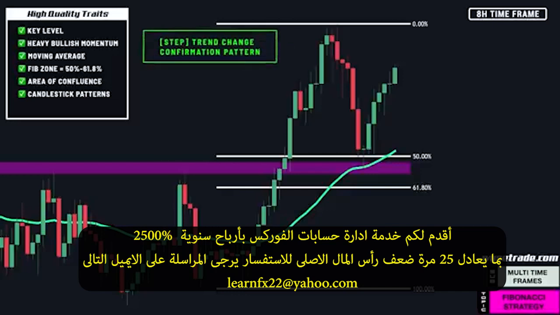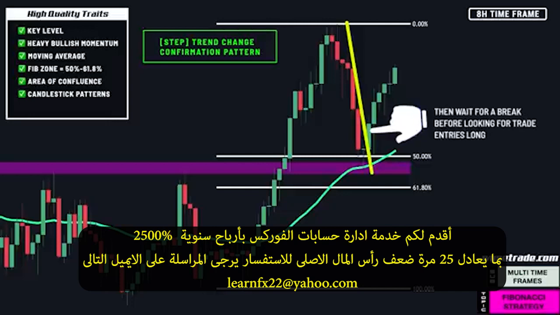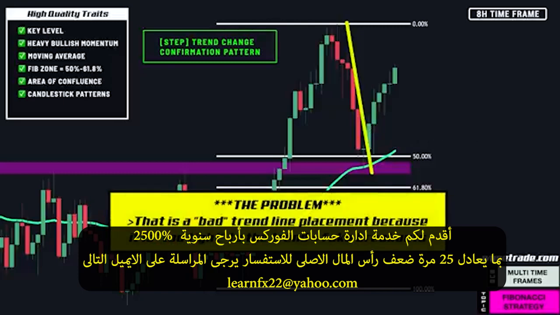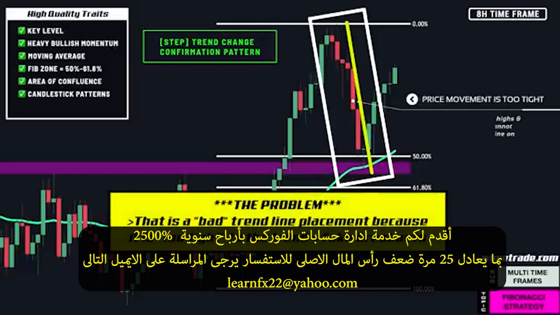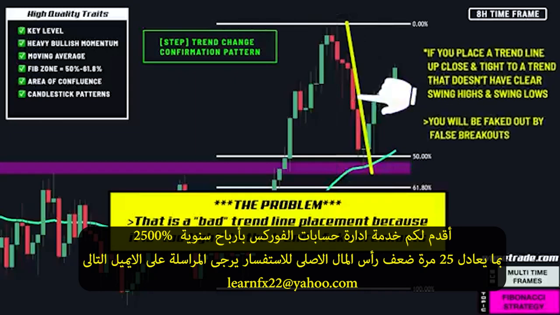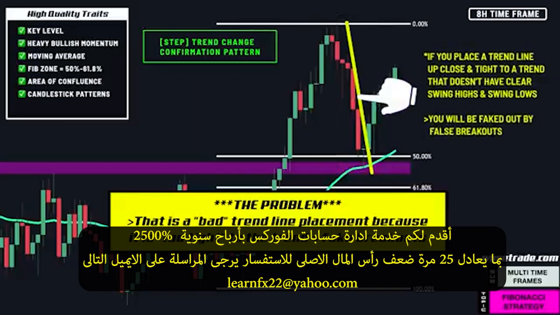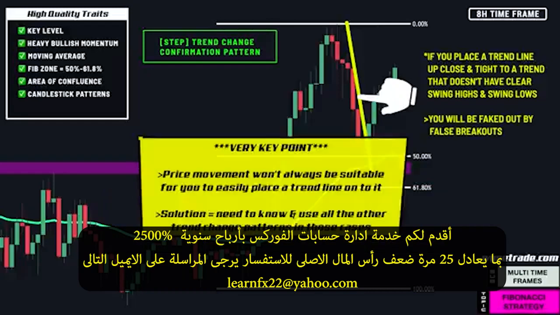So in the last section, what we would do is we would put a trend line onto the immediate trend and wait for a break to occur before looking for a trade entry long. Now the issue with doing this on the current trend is that price movement is too tight, meaning you cannot clearly see the swings of price and cannot see the swing highs and swing lows. So if you attempted to place a trend line up close and tight to the trend like this, you will often be faked out by false breakouts. This is a very important point.